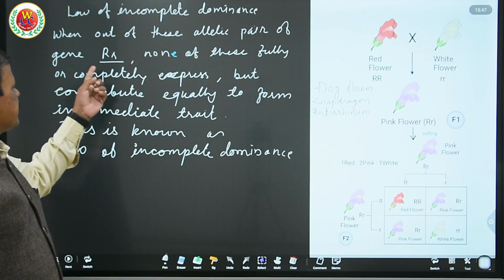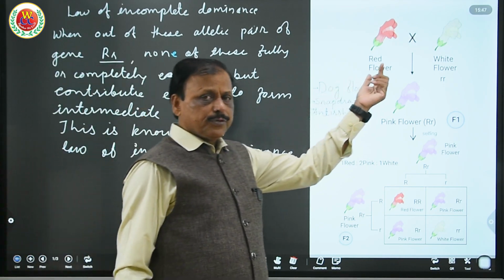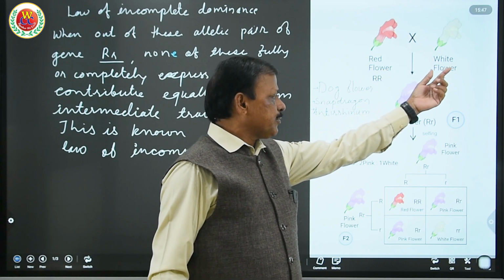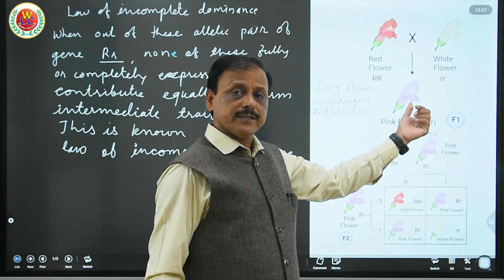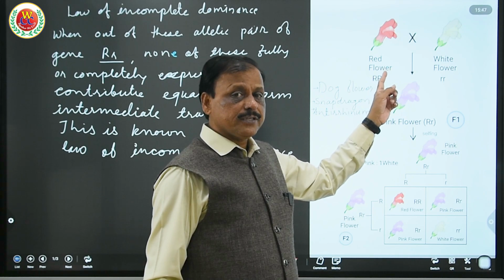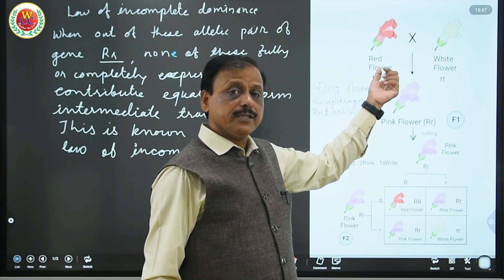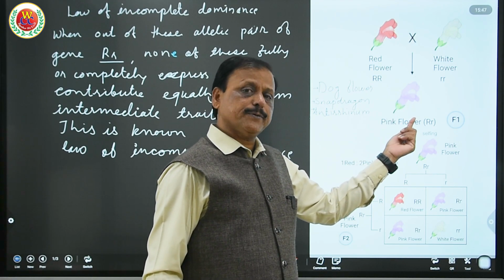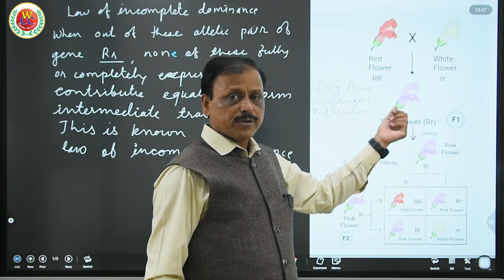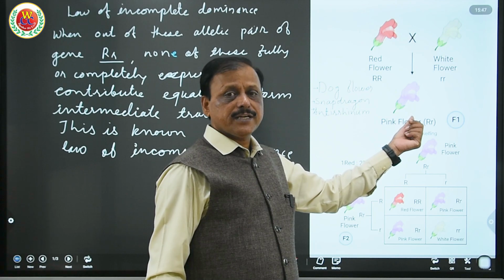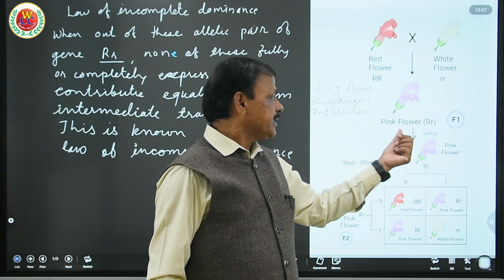See what is mentioned there. When pure red is crossed with pure white, expected was pure red. Why? R is dominant, the gene for red, the allele for redness is dominant in pea plant. So the same was expected in dog flower also, but what appears? Intermediate trait. Instead of red, pink appears.